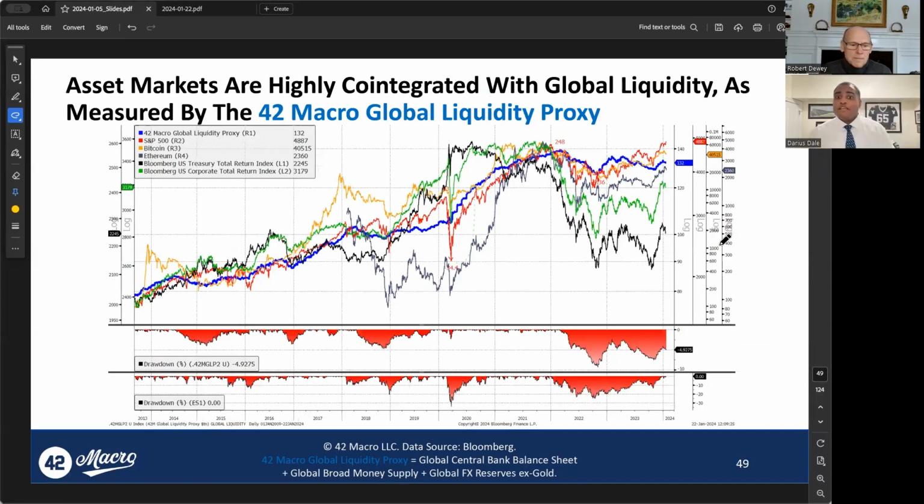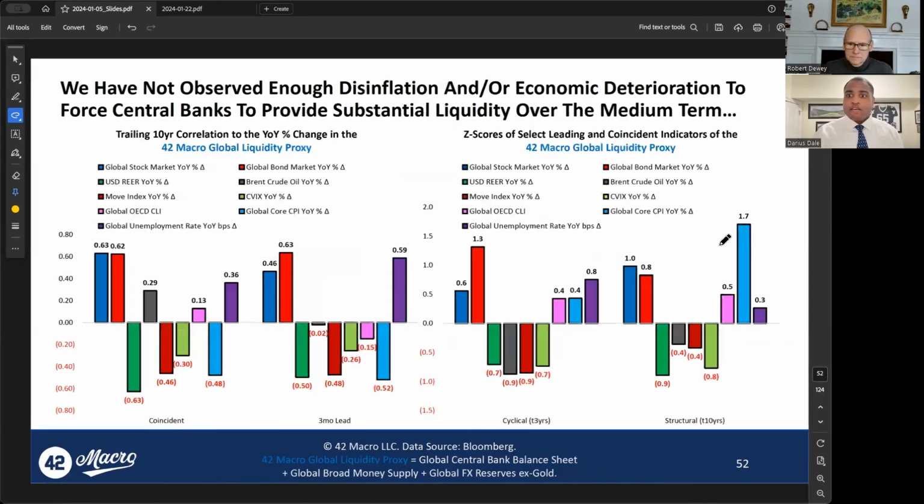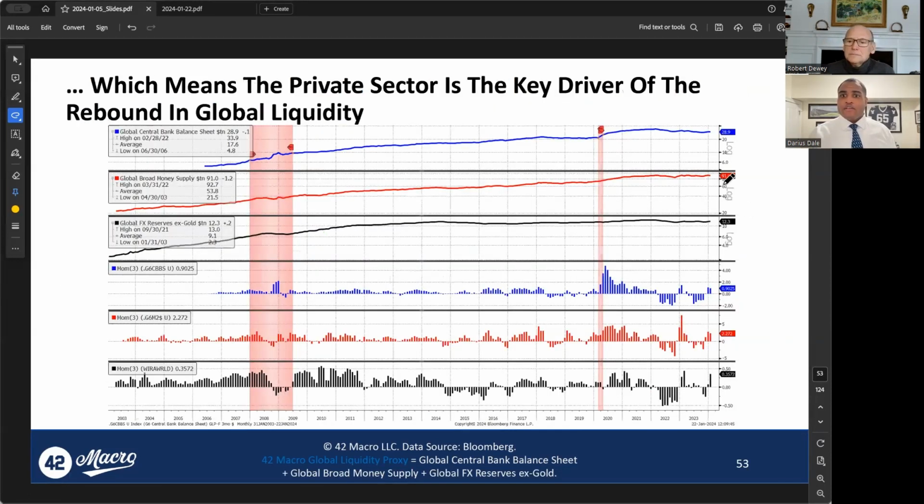So it's all about the speed. On a stock basis, private sector liquidity is higher. If you break open our 42 Macro global liquidity proxy into its components, there's the global central bank balance sheet, which is the combined balance sheet of the major central banks in dollar terms. There's the combined money stock, the broad money supply of each of those economies in dollar terms. And then there's the combined nominal sum of global FX reserves minus gold for each of those economies.